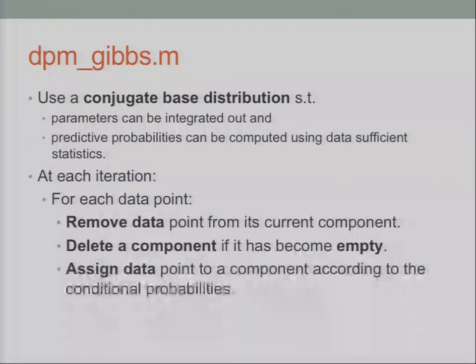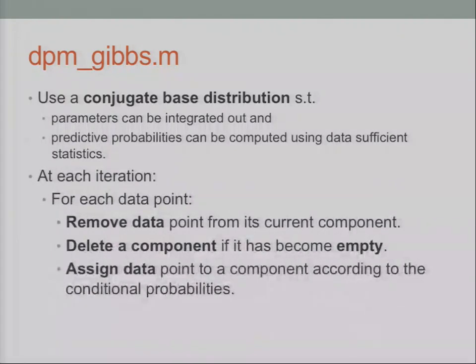So typically, the easiest case to use these models in practice is to use a conjugate base distribution so that the parameters can be integrated out and the predictive probabilities can be computed using the sufficient statistics of the data. So Peter was talking about 2 kinds of conjugacy. One is the conjugacy of the Dirichlet process itself. So the posterior process is still a Dirichlet process. That's one type of conjugacy. And that's always present in the Dirichlet process models. But at least the vanilla Dirichlet process models, let's say.